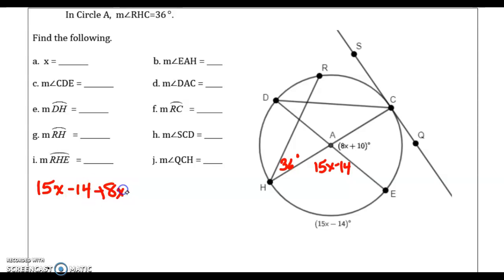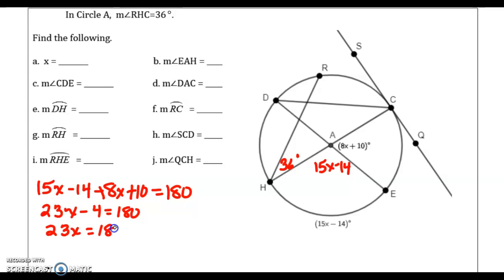So linear pairs add up to 180, or semicircles are 180 as well. This is 23x minus 4. And I believe that x is 8. So there's our first answer. Okay, knowing that x is 8 is great. Now we need to plug that in and see what we can get with that.